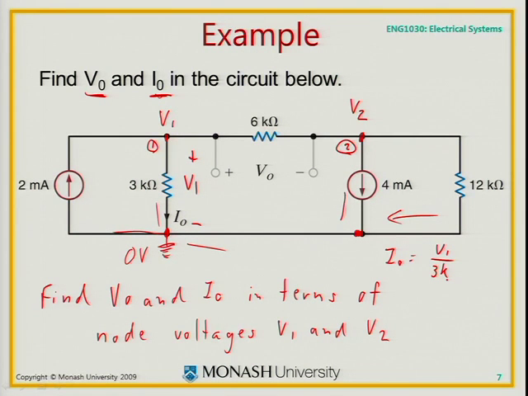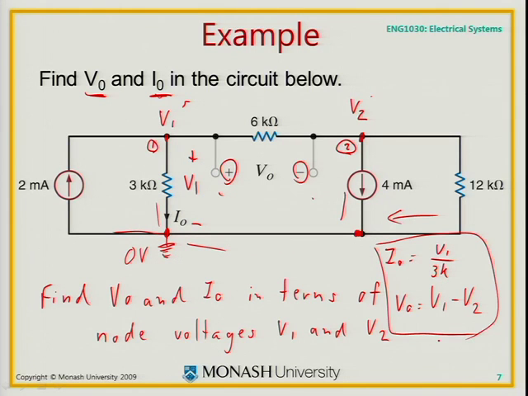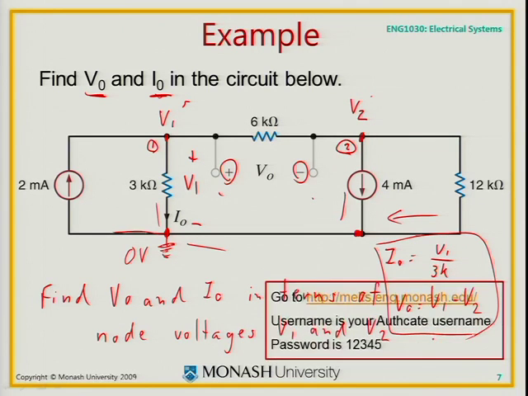The other thing is, what is V0? Well, it's going to be V1 minus V2. This is a plus here, a negative there, so V0 will be V1 minus V2. So if I can find V1 and V2, I can quickly get the things that I want. So let's see if we can find V1 and V2.